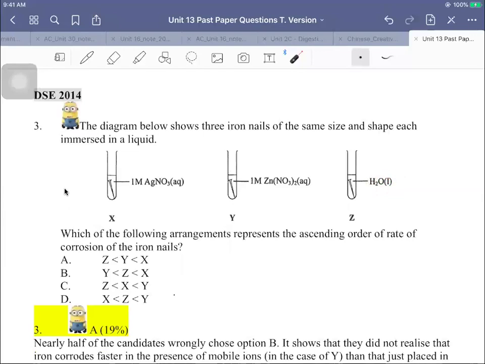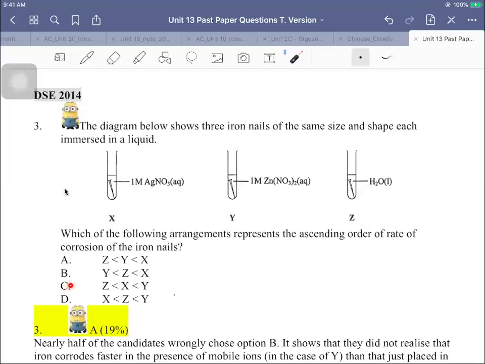Okay, and you need to note that for all of them, you're going to expect some oxygen dissolved in all the solutions. So that factor doesn't really affect your answer. And then we need to consider how we can speed up the process. As mentioned in the previous question, if we have mobile ions, the rusting process is going to be sped up. So from that point, we know that the one in water would rust the least, because it only has water and no mobile ions. So we should choose from A and C.